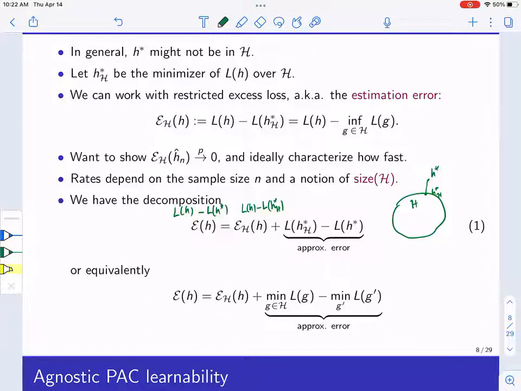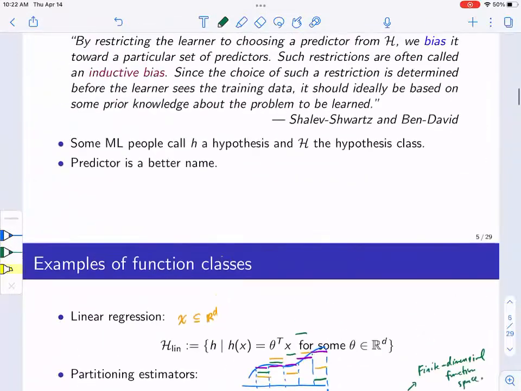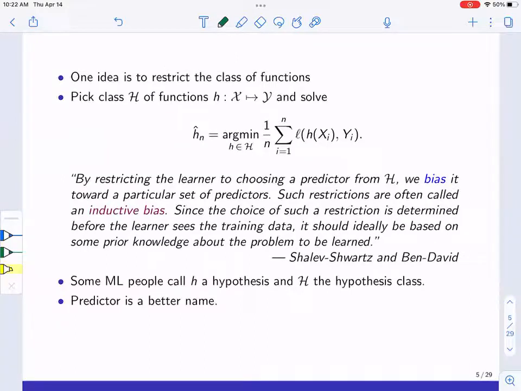When H, the function class, becomes bigger, this goes down, because let's say the classes are nested. This is guaranteed to get smaller, and this is the smallest possible. So this goes down. This generally goes up, because we are optimizing over a bigger class. We have better potential to overfit. So this is going to try to approximate y_i very closely, and so you introduce more noise. So the estimation error goes up.